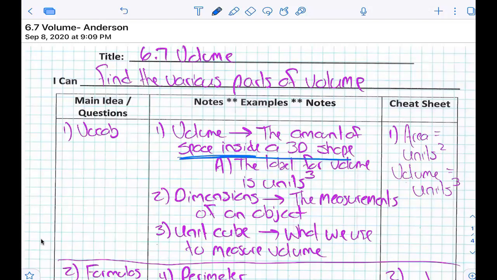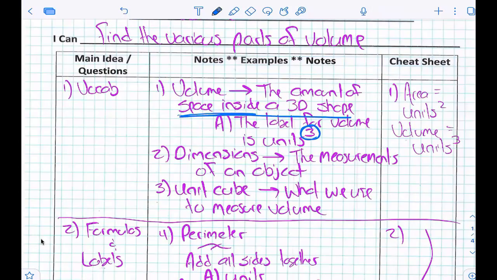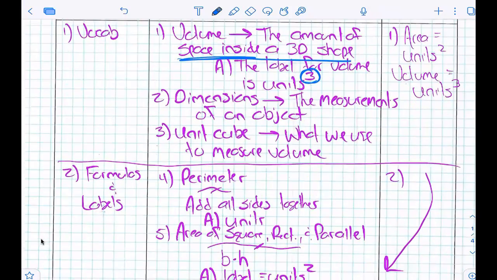Yes. And the label for volume is units what? Units cubed. Volume is dealing with 3 dimensions, right? So it's units to the power of 3 or units cubed. All right? We know dimensions would be the different measurements of a shape. Okay, cool.